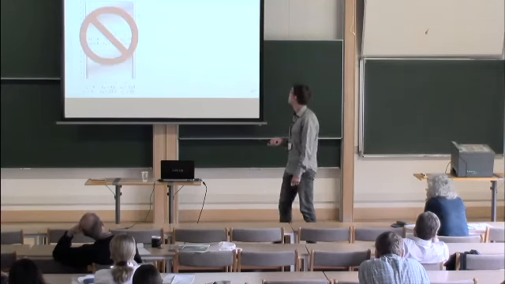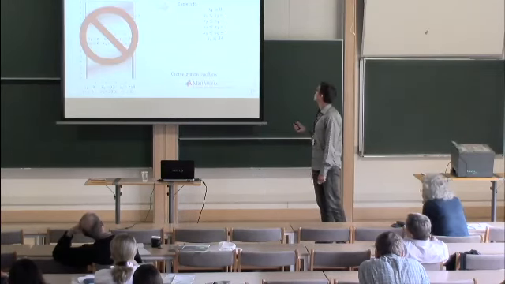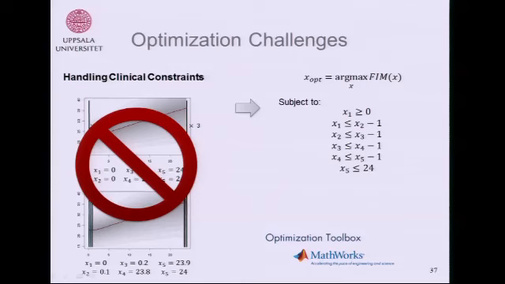And the way to handle that is to use inequality constraints, to say, okay, we allow only samples every month, or whatever the requirements are from the clinic. And then in order to solve that, we use a trust region reflective optimizer that can handle those inequality constraints, as it is implemented in the optimization toolbox in MATLAB.